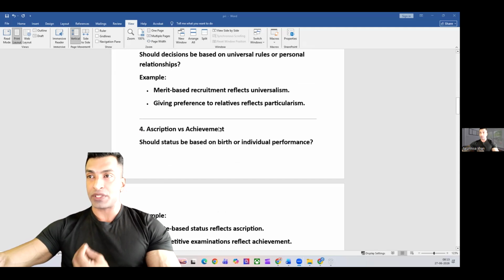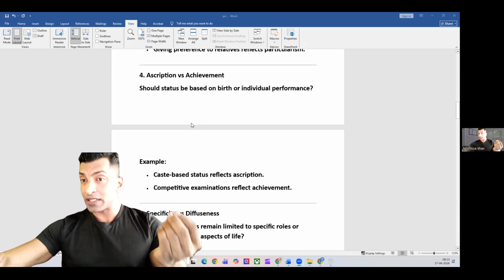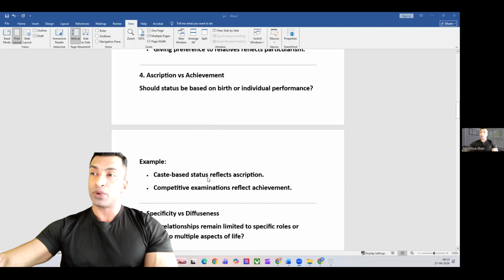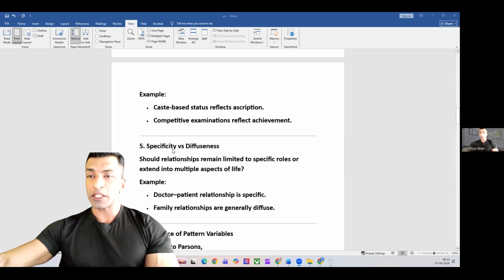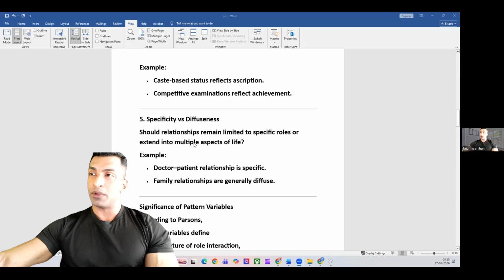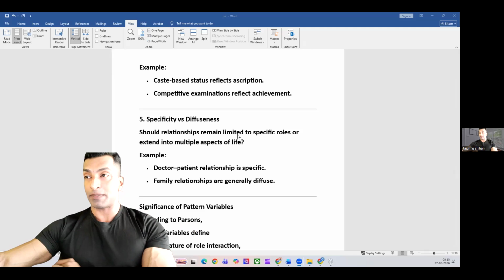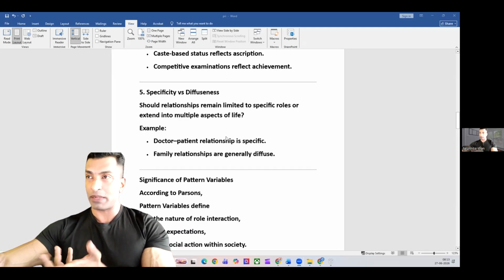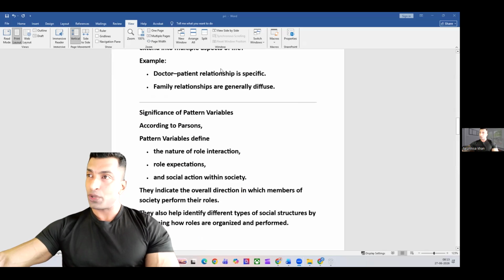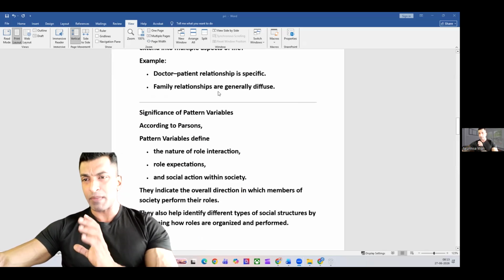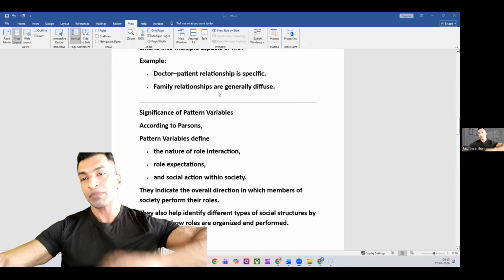And then ascription versus achievement. Ascribed status or achieved status, right? Caste-based status reflects ascription. Competitive exams basically talk about achievement. Now talk about specificity versus diffuseness. Whether the relationship should be limited to a specific role or extend into multiple aspects of life. Here again, you can mention the doctor-patient relation. It is specific. You should not get diffused. Family relations are generally diffused. So you explain that according to the demand of the question. If it is a 10 marker, keep it short. If it is a 20 marker, elaborate it further.